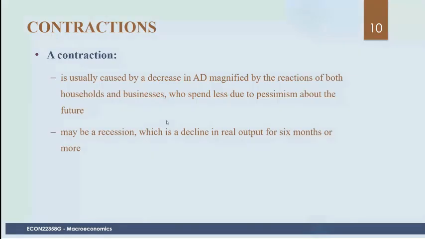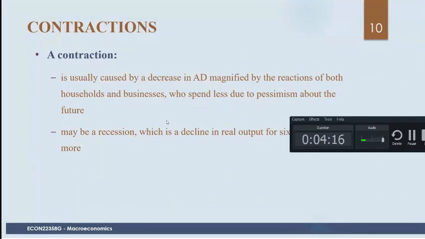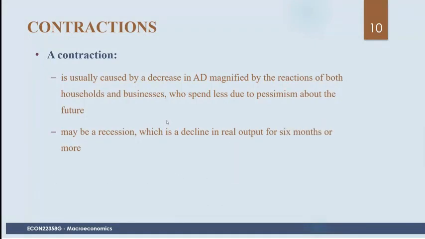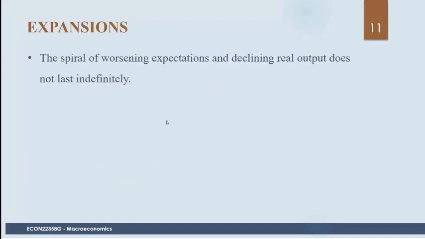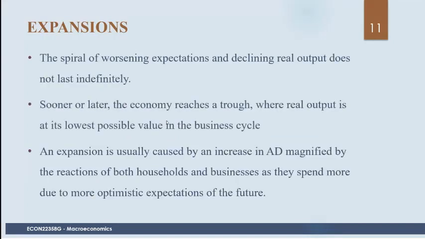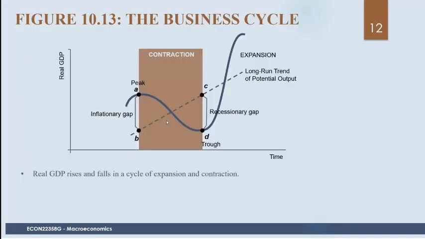Anyways, a contraction is when the economy slows down. A rough definition would be a decline in real output for a few months or so, and then we would call it a recession. A depression is just a really, really bad recession, a longer period of reduced real output. Expansions are when the economy is doing well. The economy tends to grow because of some kind of an increase in aggregate demand. The business cycle looks something like that.